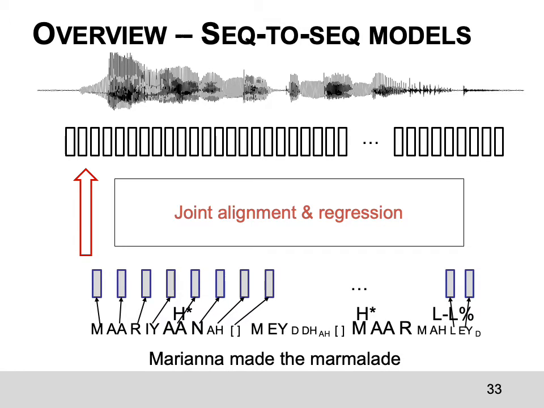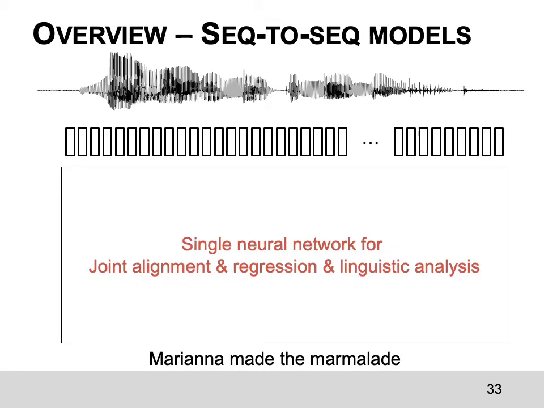In fact, they are more ambitious. They wanted to use a single neural network to jointly learn the alignment, do the regression, and even conduct the linguistic analysis on the input text. And there is lots of recent work showing that this approach is reasonable, and it releases the power of neural networks so that we can achieve a better quality for TTS.